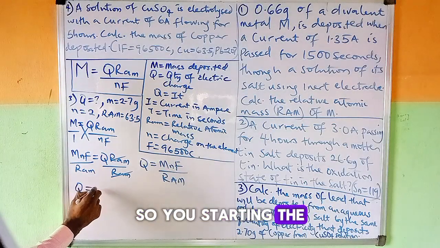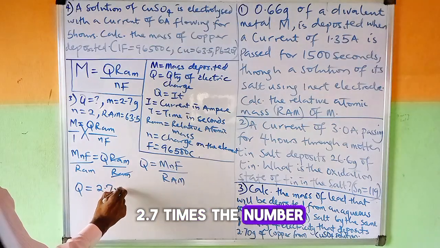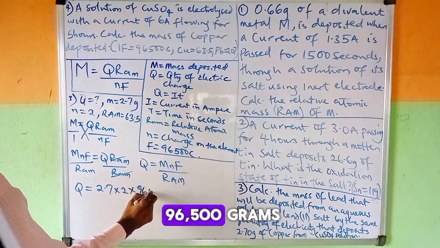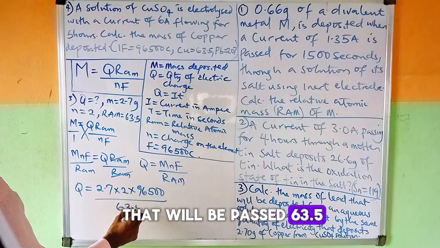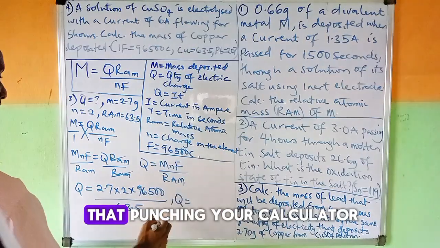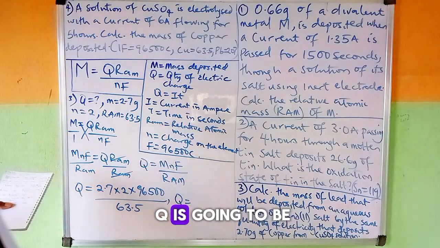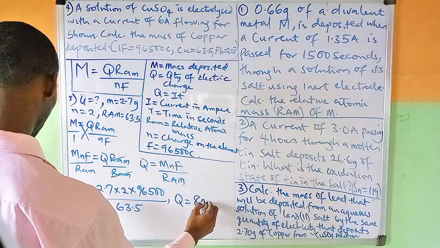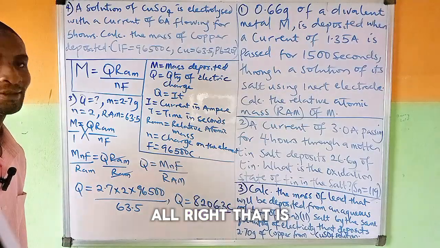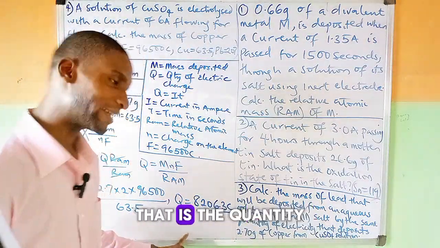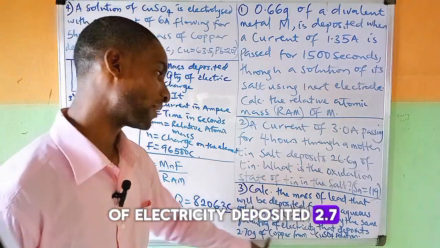So if you slot in the values, your Q will be, the mass is what? 2.7 times the number of charges, 2, times 96,500 coulombs, all over the relative atomic mass, which is 63.5. If you solve that, punching your calculator, the value for your Q is going to be 8206.3 coulombs. Alright, that is not the final answer. That is the quantity of electricity that deposited 2.7 grams of copper.